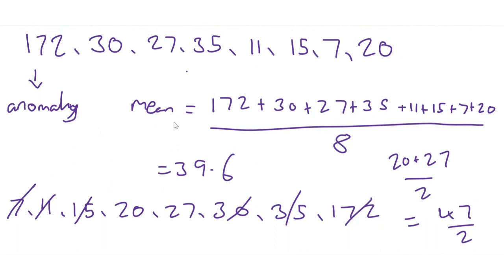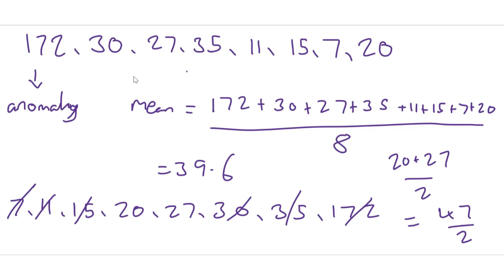Lastly, the measure of spread. The range, of course, is massively affected. The range of these 7 points would be 35 minus 7, 28. The range of all of the points would be 172 minus 7, which is 165, which states that there's massive spread in the data. There really isn't. Most of the data is very close together. It's just this one point. So that is a problem.